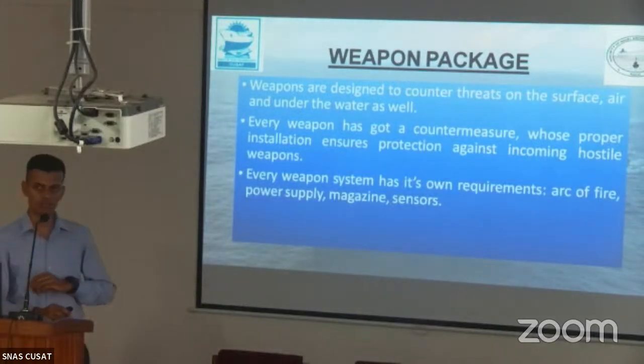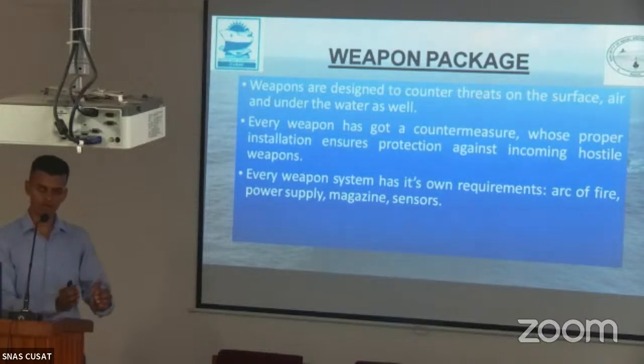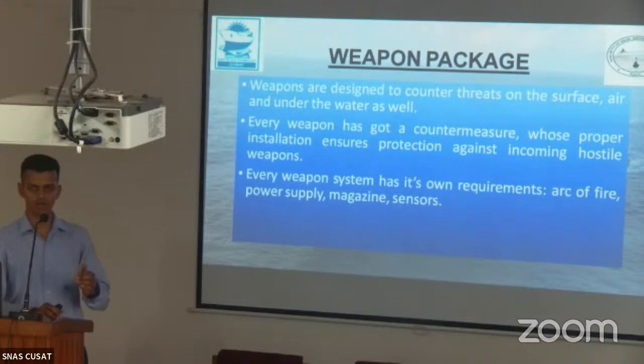You cannot just go on placing weapons randomly anywhere on your ship. Every weapon system has an arc of fire. So you cannot expect a gun which is placed in the aft to counter any threat that is coming from the forward. So you cannot club all your weapons in one place. You have to look at the arc of fire. What is the arc of fire of your weapon? And then you have to place accordingly.